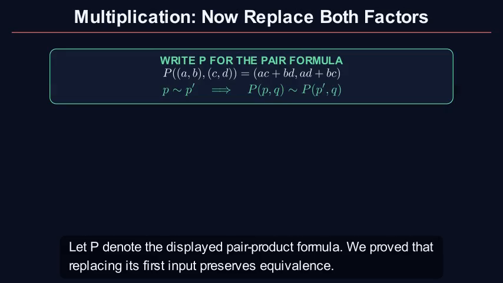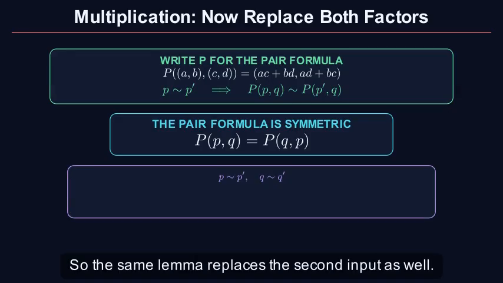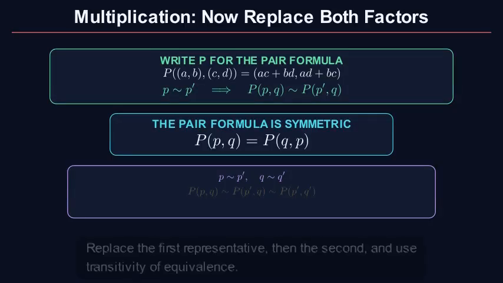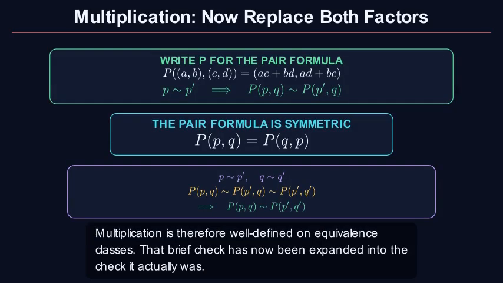Let P denote the displayed pair product formula. We proved that replacing its first input preserves equivalence. The formula is symmetric in its two pair inputs, by commutativity of natural number addition and multiplication. So the same lemma replaces the second input as well. Replace the first representative, then the second, and use transitivity of equivalence. Multiplication is therefore well defined on equivalence classes. That brief check has now been expanded into the check it actually was.